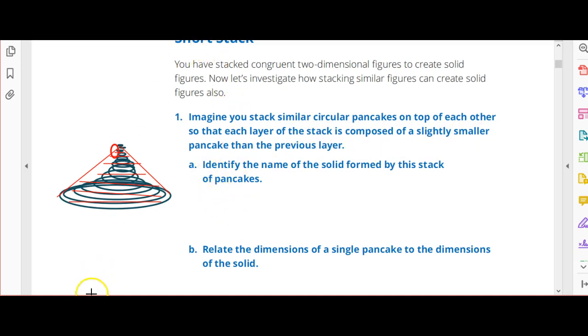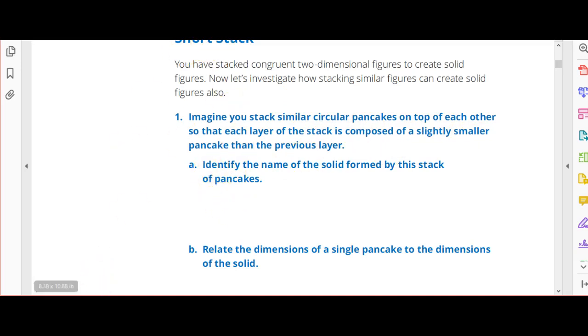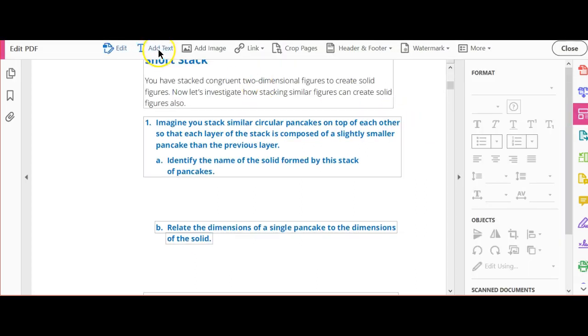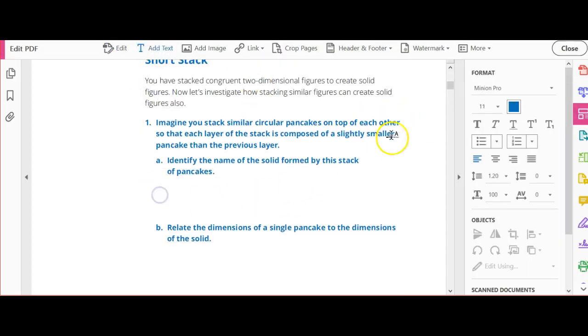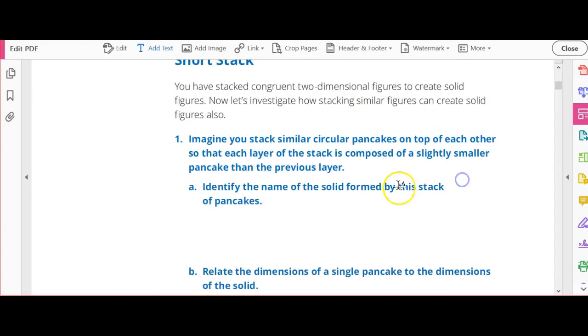And so, when it says identify the name of the solid formed, we're going to put in, oops, I forgot to hit the edit button. So now we're going to put in the name, and the name is going to be a cone. Okay.